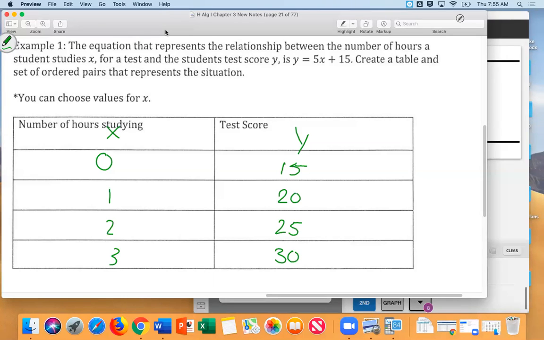Now, how could I do it if I didn't have the calculator? Okay. Now, without a calculator, this is what I do.